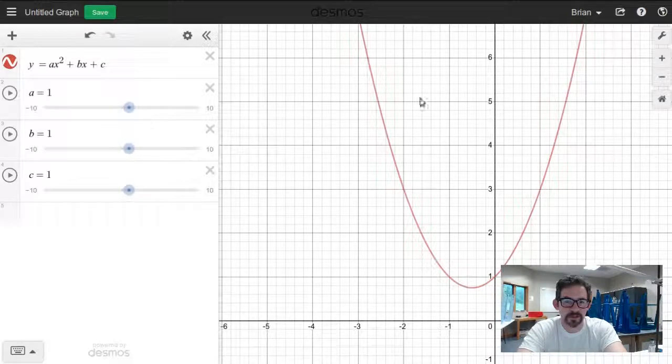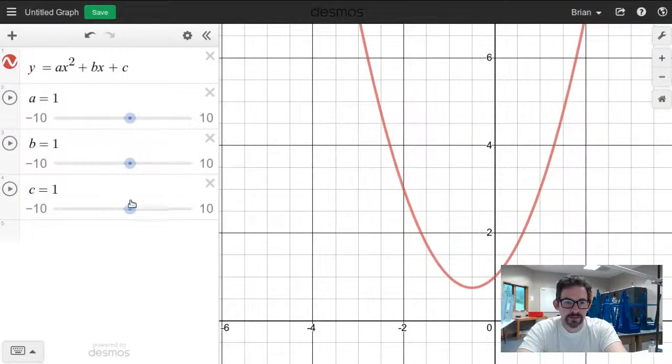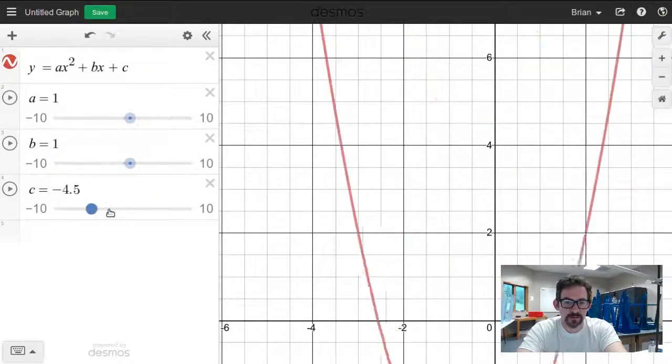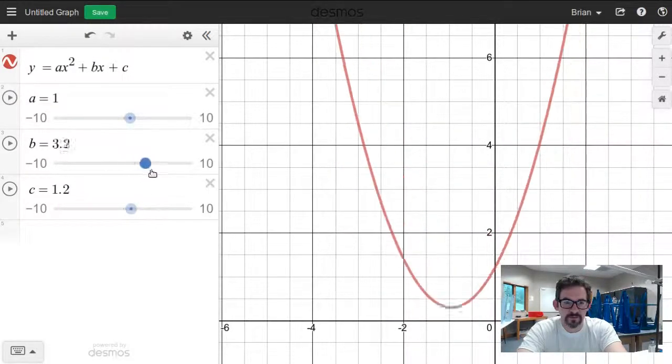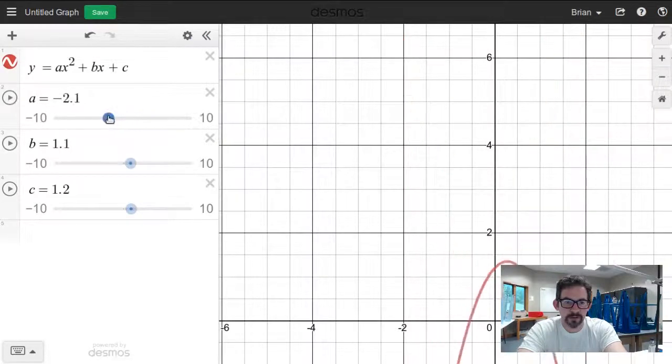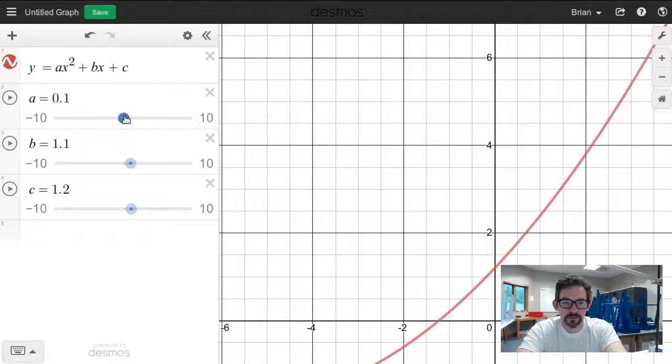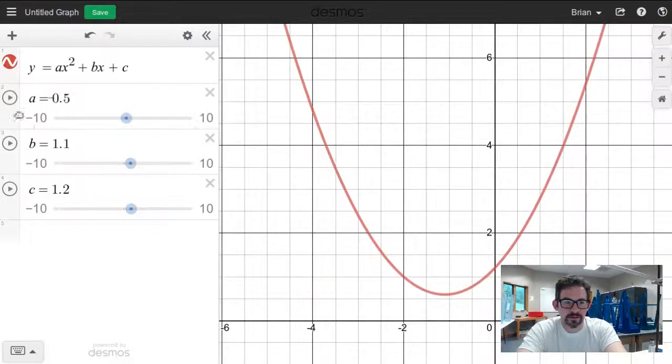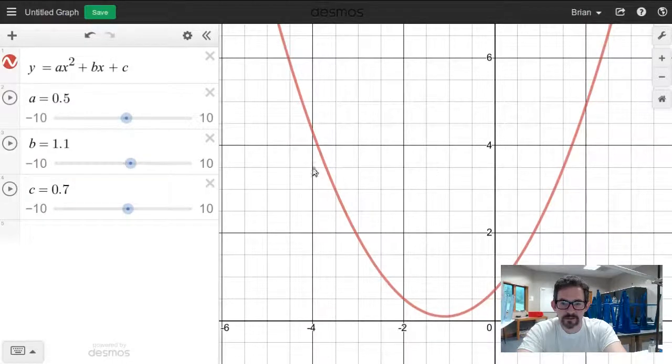What I'd like you to do, slide these around, take a look at if you move c, if you move b, if you move a, what effect does it have, and try to put into words what you think this a coefficient does, what the b coefficient does, and what the c coefficient does. Pause the video, do that, and come back, and we'll take a look at what each of these coefficients does.